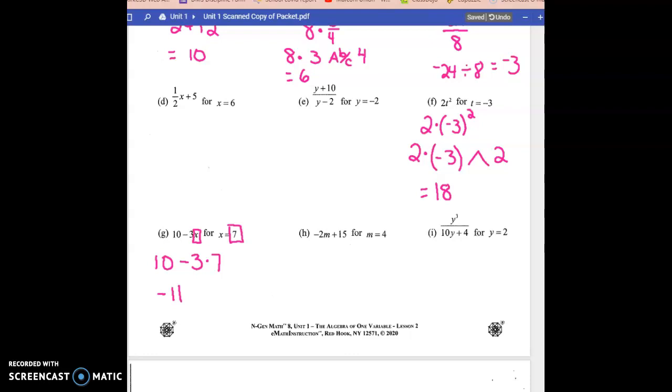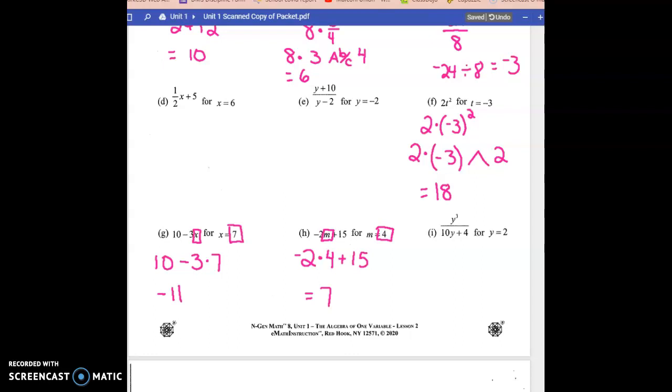And we're going to do one more. We're going to do H together. So H says we have -2m plus 15, and again for this one we're going to use m equals 4. So in place of my m, I'm going to put a 4 in. So I'm going to box those in, and I'm going to rewrite it. So I have -2. Again, when you have that number right next to that variable, we're multiplying. So I'm going to put that dot up high for multiplying: -2 times 4 plus 15. And again, you can just type that in your calculator. And that should give you 7.